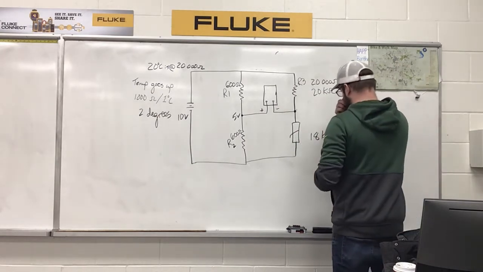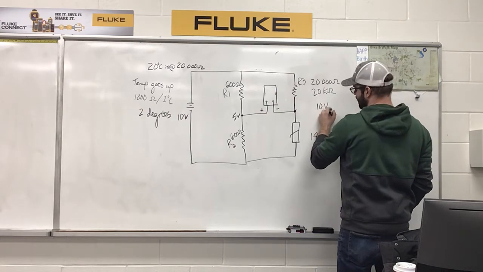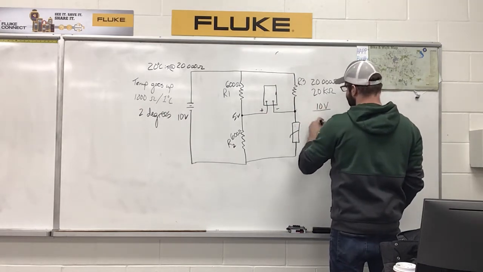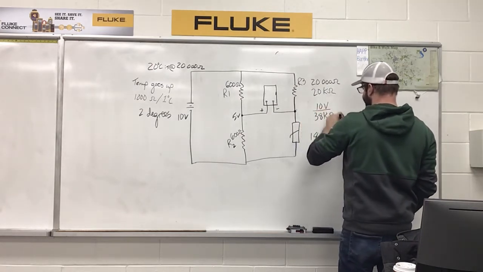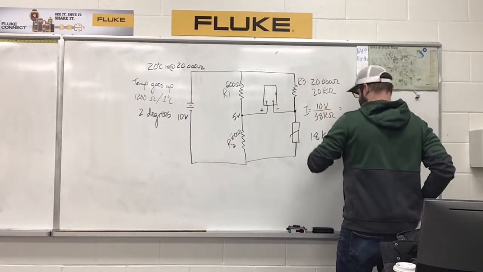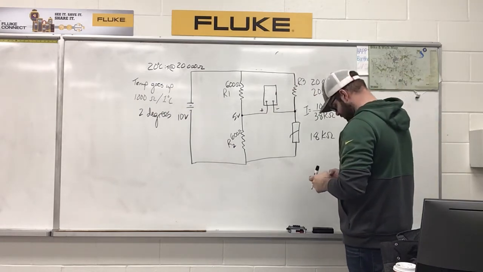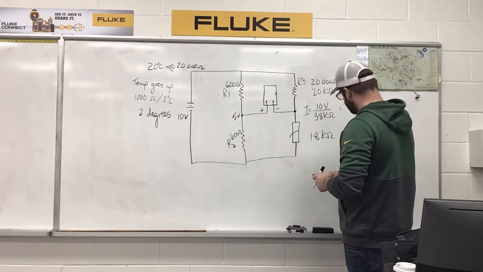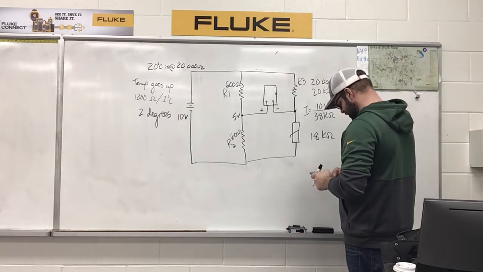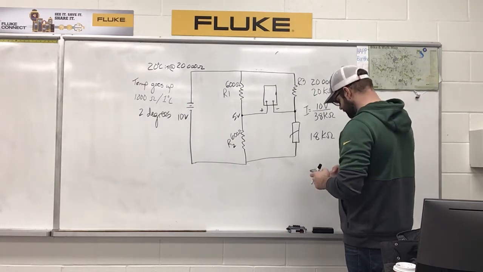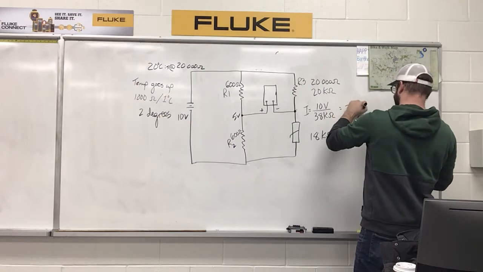And now we can go through and figure out what our current is. We have 10 volts as our power supply going through the 2 resistors, divided by the sum of the two, so 38 k ohm. 10 divided by 38 k ohm is a very small number. So we have 263 microamps.